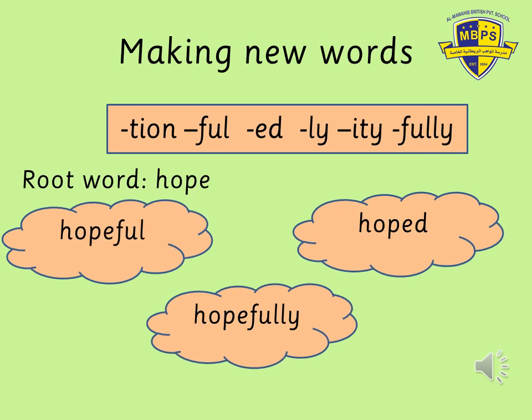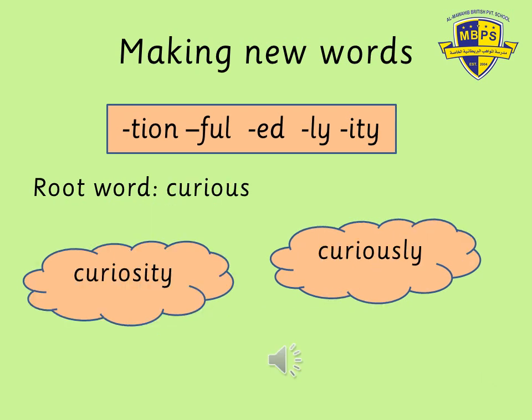The root word is hope. So let's make the new words. Hopeful. We have added the suffix ful. Hopefully. We have added the suffix fully. Hoped. We have added the suffix ed. We can make another word by adding the suffix less. Hopeless.